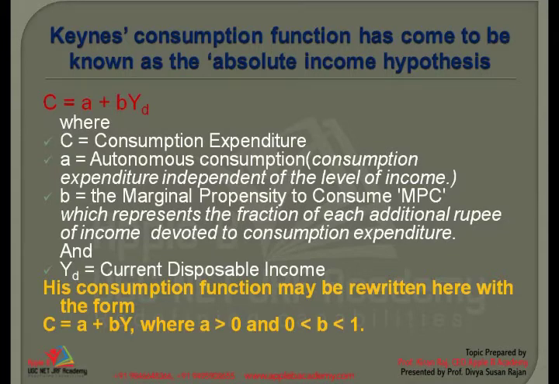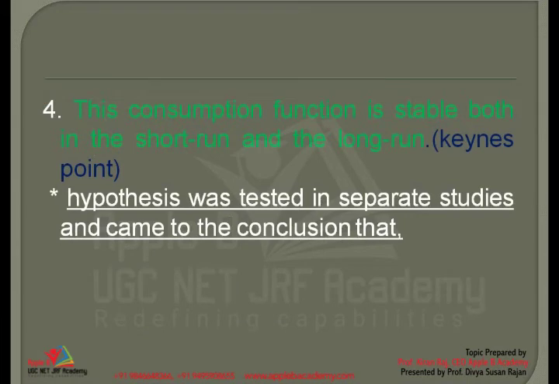B indicates the marginal propensity to consume, MPC, which represents a fraction of each additional rupee of income devoted to the consumption expenditure. And YD is equal to the current disposable income, which is the total income that you earn after taxes. Now this consumption function can be rewritten for A greater than 0, as we know that autonomous consumption is always going to be greater than 0, and your marginal propensity to consume will always lie between 0 and 1.